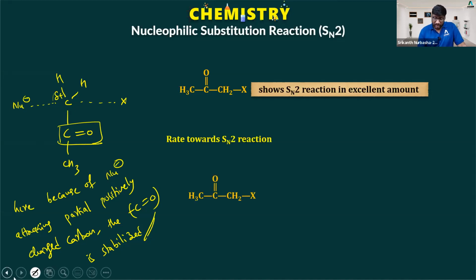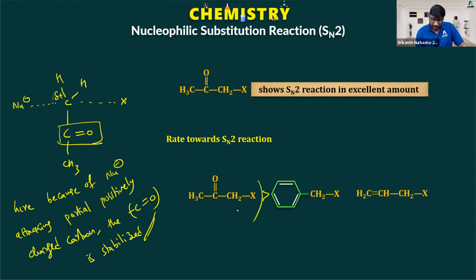The rate towards SN2 will be highest for CH3-C=O-CH2X. Then you have benzyl, and then you have allyl. CH3-C=O-CH2X will have the greater rate towards SN2.